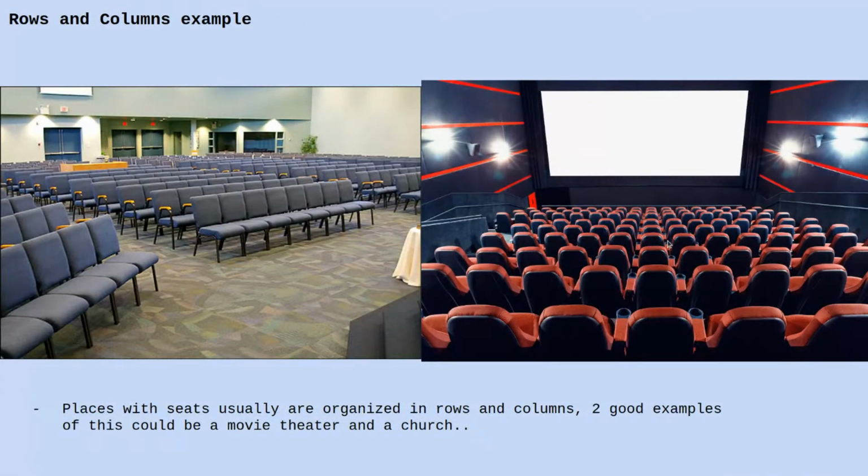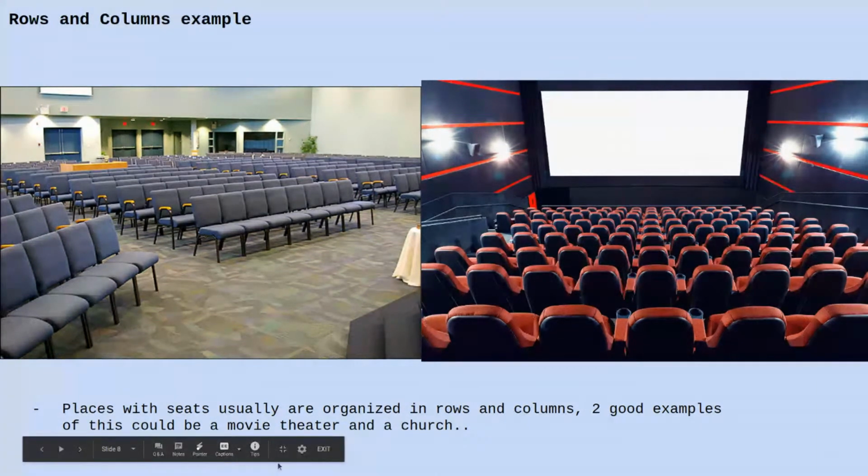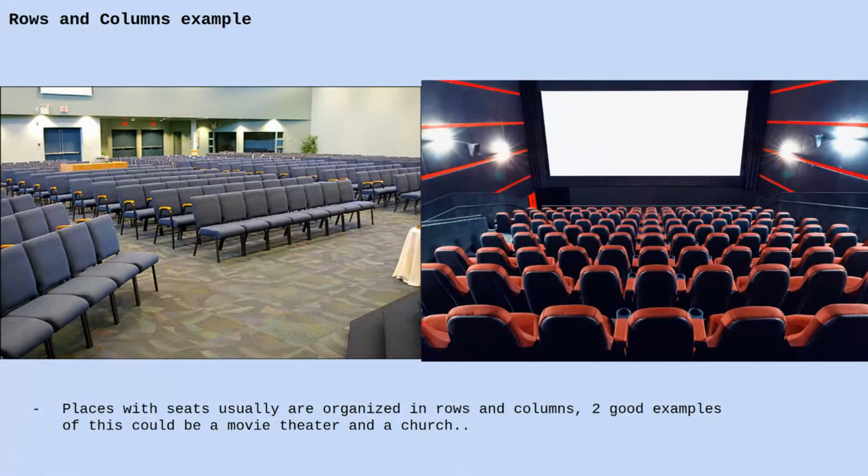So seatings, places with seats are usually organized into rows and columns. Maybe a church or maybe even a movie theater. Those seatings are organized into rows and columns. So let me turn on this laser pointer so we can actually see what I'm pointing at. So possibly from here to here, we could say that's one row. And then down here, all the way to here, that's the next row. Down here, all the way to here is the next row. And it just keeps continuing on.